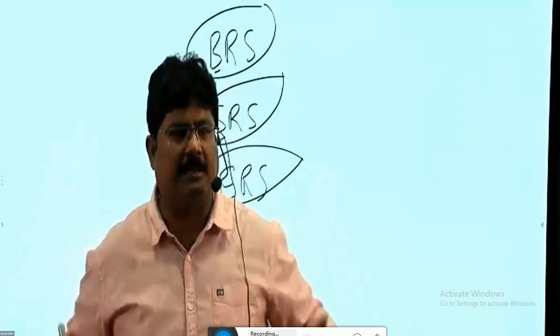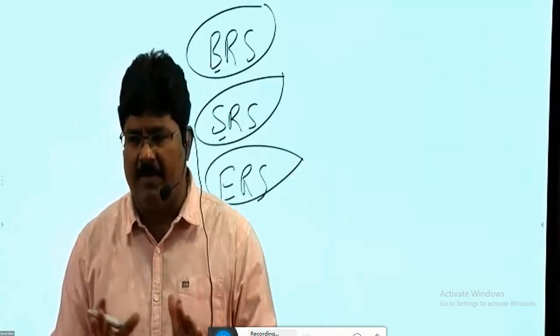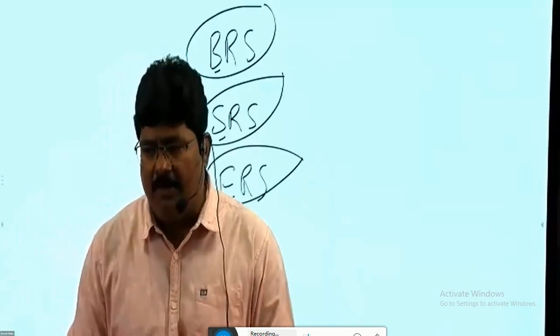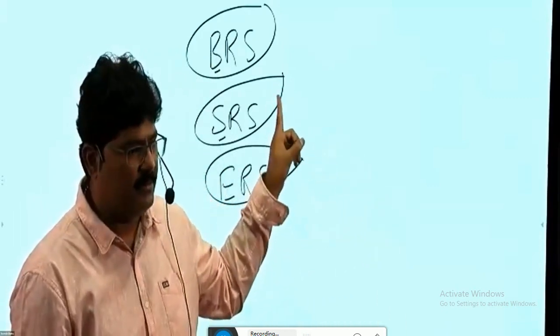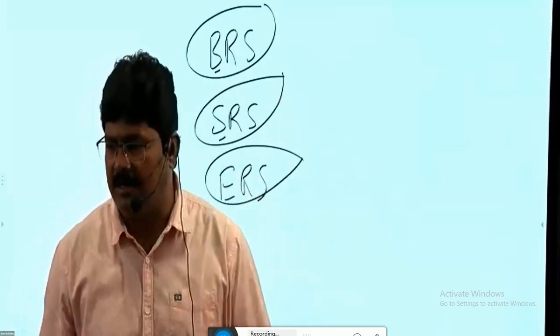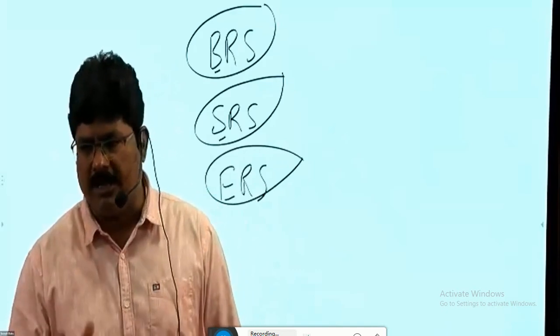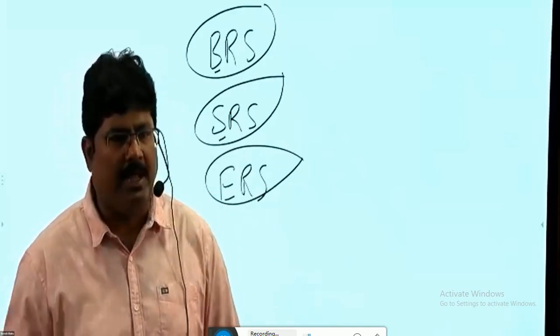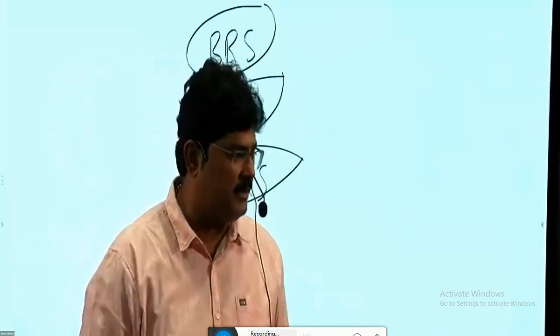Like this, I'll write a story. BA will write a story. Such high-level information, raw information about the business is called BRS. BRS will not contain any technical details. So what is the full form of BRS? Business Requirement Specification. It explains the high-level information given by the client about the business.